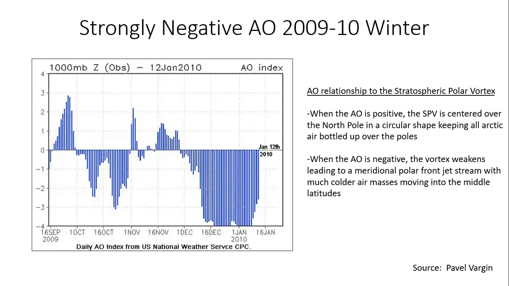And as a reminder on the right, the AO relationship to the stratospheric polar vortex: when the AO is positive, where those blue bars on the left are above zero, the polar vortex is usually stronger and centered over the North Pole. It's more of a circular, symmetric shape, keeping all the Arctic air bottled up over the poles. Now when the Arctic oscillation is negative like it was in the 2009-2010 winter season, then the polar vortex weakens, leading to a more meridional or wavy polar front jet stream with much colder air masses that move into the middle latitudes.